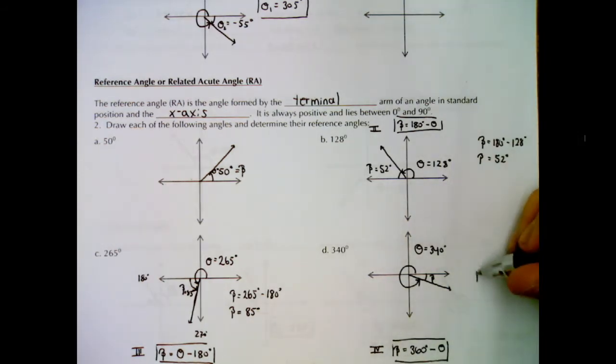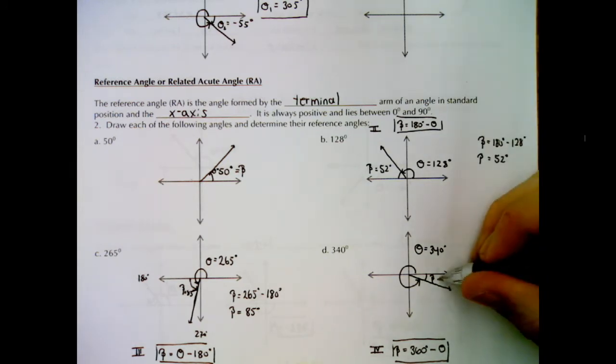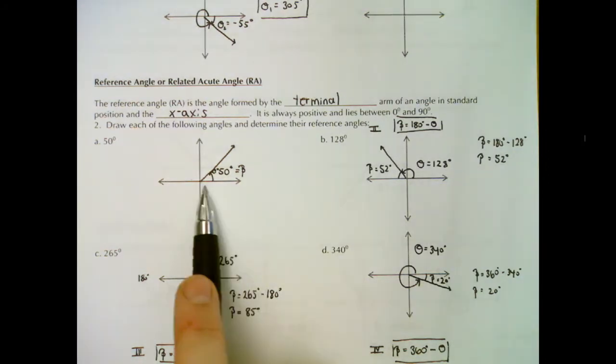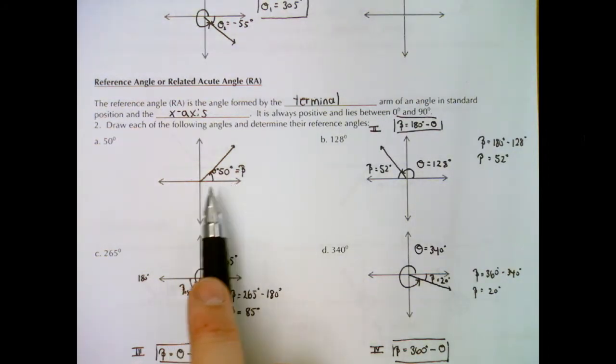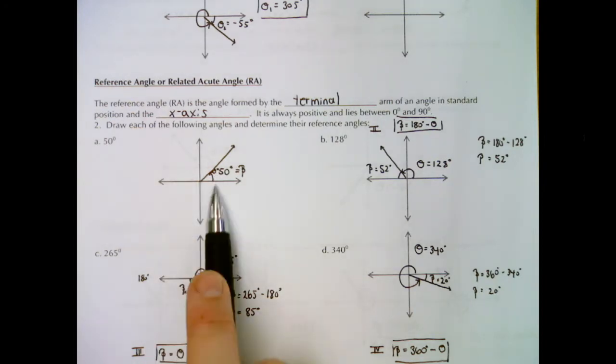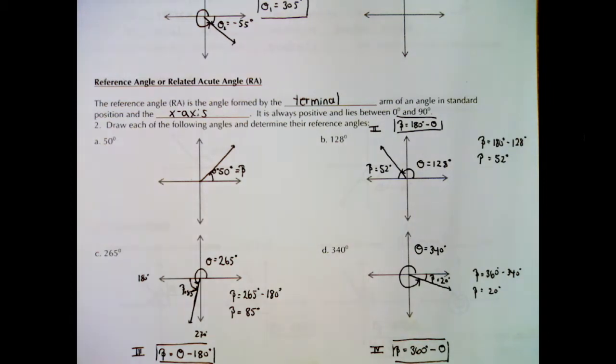So let's do some math. Beta would be 360 minus 340, which is 20 degrees. So what does this mean? Well, what it means is a principal angle can be drawn from standard position from the initial arm, counterclockwise, into any of the four quadrants. Whichever quadrant you draw it into, you can also find a related acute angle, beta. The way you find your related acute angle varies depending on what quadrant you're in.